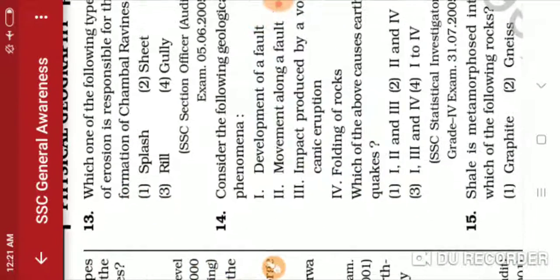Next question. Which one of the following types of erosion is responsible for the formation of Chambal Range? Of course, I told you, gully erosion, that is called the great valley.